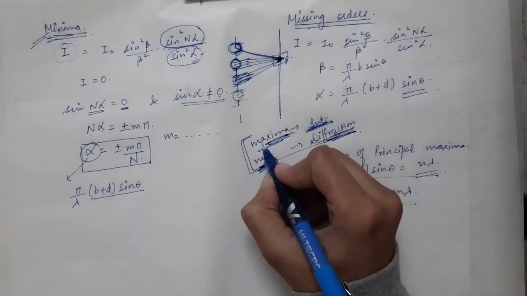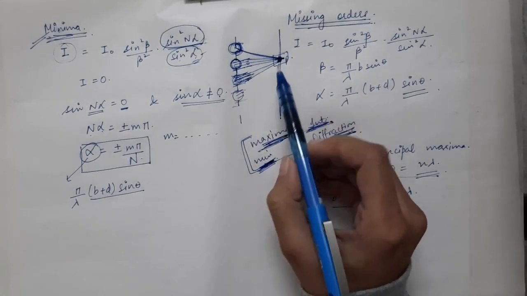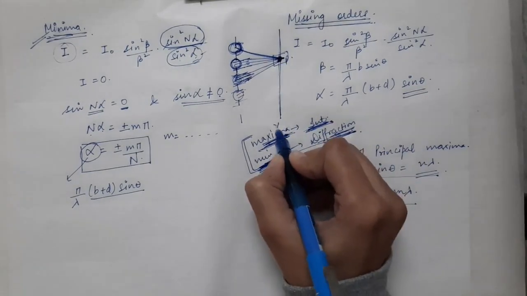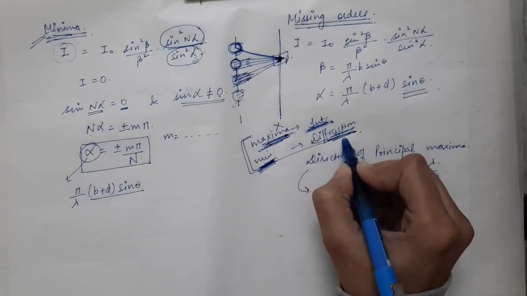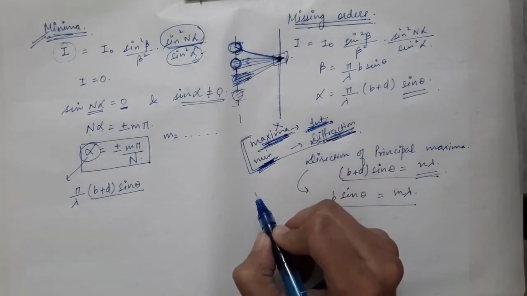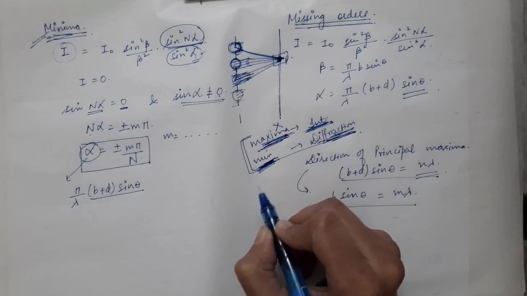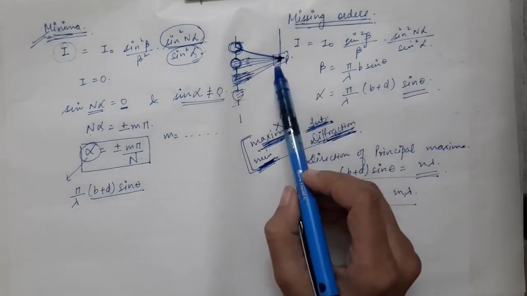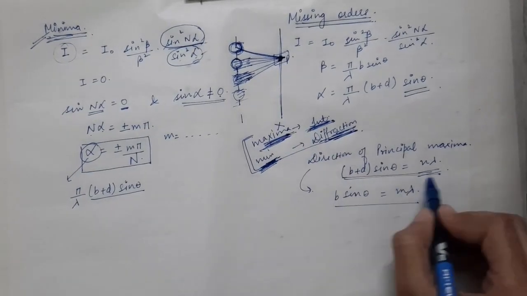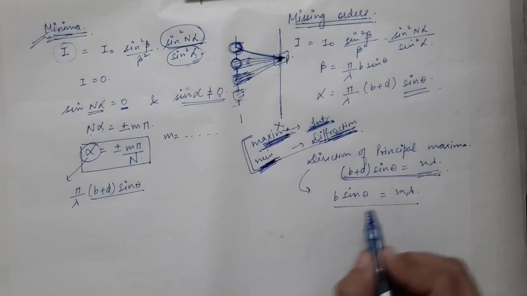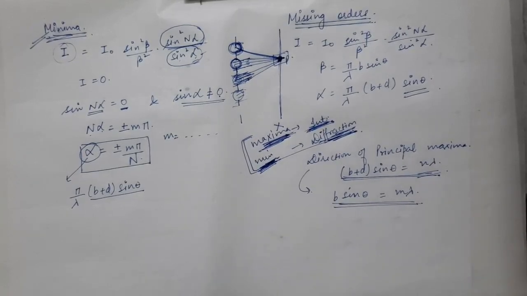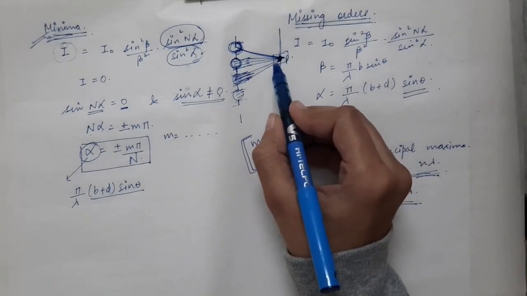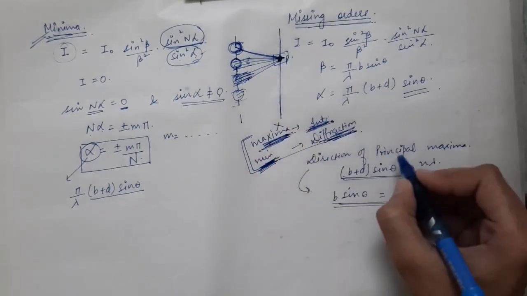So in that case, if any maxima is obtained at that point, that maxima will be completely missing, and the reason is that due to diffraction there is complete destructive interference. Therefore that maxima that is obtained due to interference will not be present. So this is the condition of obtaining maxima due to interference, and this is the condition of obtaining minima due to diffraction.